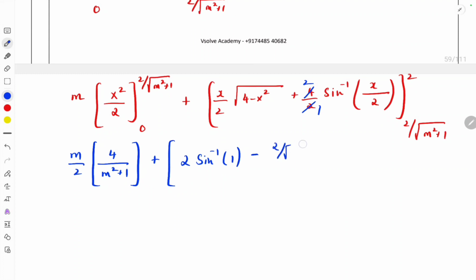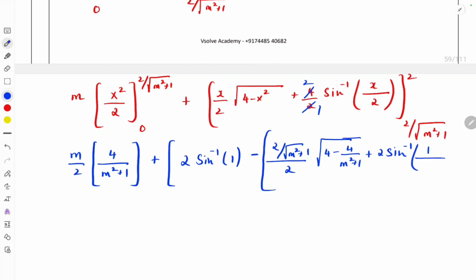2 divided by root of m square plus 1 by 2 into root of 4 minus x square is what? 4 divided by m square plus 1 plus, so this is 2 sine inverse 1 we have, so minus of, I have to put bracket, so plus 2 into sine inverse, here I have to substitute the x value, so 2 by 2 this will get cancelled, so 1 divided by root of 1 plus m square will be there.